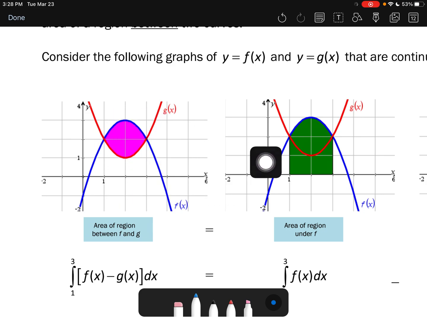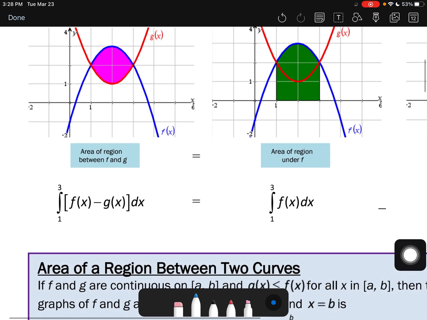So what we need to do is take the bigger function values, the function that's on top, minus the function on the bottom, and that's going to leave us with what's between the two. So if f of x is the blue parabola here, the one that's on top, minus g of x, the red one, that should give us the pink area between the two curves.